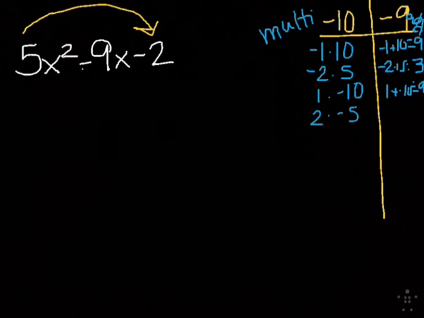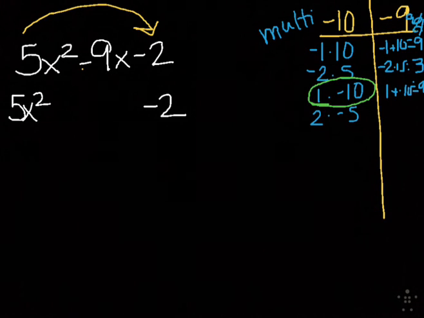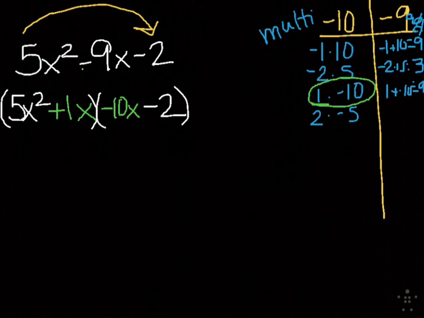So now, I have 5x squared. Bring that down. Bring your last term down. And the set of numbers that worked were right here, and that's what I'm going to put in the middle. So I have positive 1 and negative 10. Put the x's behind them. Now I group them together. And I'm going to look for the GCF after I group them.